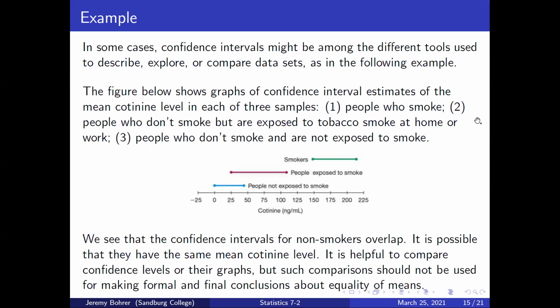In some cases, confidence intervals might be among the different tools used to describe, explore, or compare data sets, as in the following example. The figure below shows graphs of confidence interval estimates of the mean cotinine level in each of 3 samples: people who smoke, people who don't smoke but are exposed to tobacco smoke at home or work, and people who don't smoke and are not exposed to smoke. We see that the confidence intervals for non-smokers overlap. It is possible that they have the same mean cotinine level. It is helpful to compare confidence levels or their graphs, but such comparisons should not be used for making formal and final conclusions about equality of means.